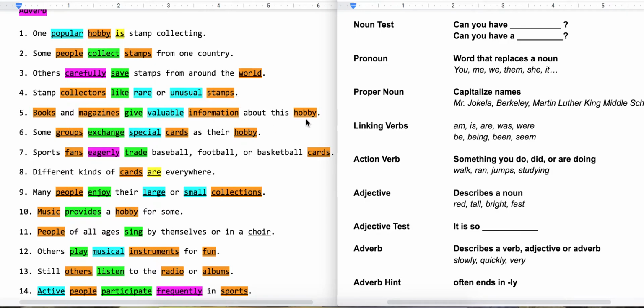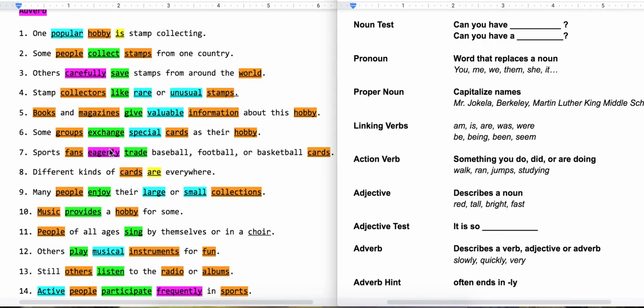Hobby is something you have. Can you have a hobby? Yes. Groups, those are people. Can you have groups? Yes. Our classroom has groups of kids. Exchange, that's something you do. You exchange things, okay? Special is describing the card, so special is an adjective. Put into the adjective test. It is so special. Cards is a noun. Can you have cards? Yes.